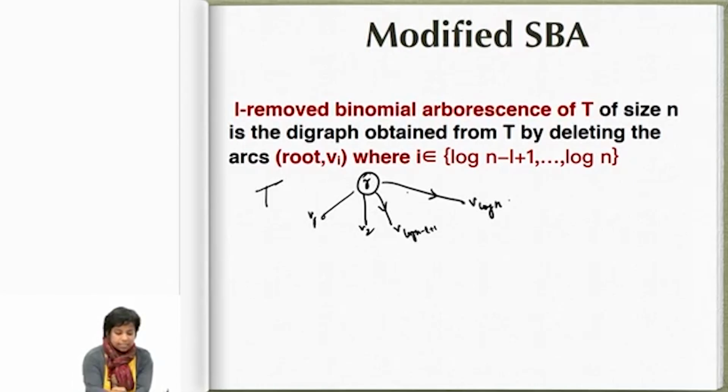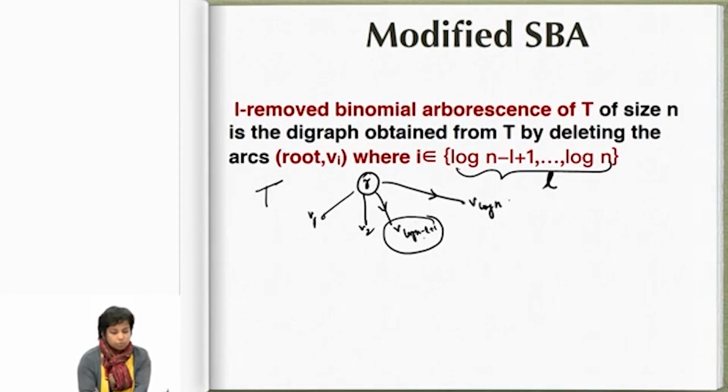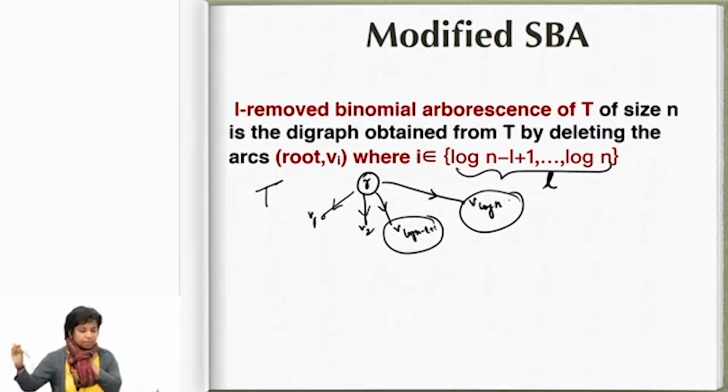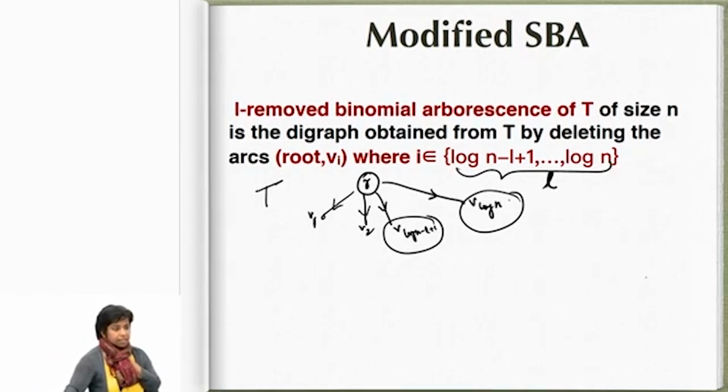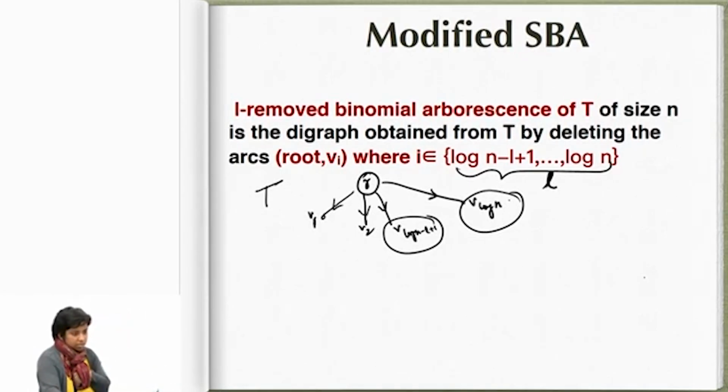you basically delete the last L edges. These are L different arcs, all representing edges going from the root to one of its children. So I am saying delete the last L such arcs. What you would have is a disconnected graph, right? You have the root, still connected to its first log n minus L children, and you have a bunch of other L subtrees, the roots of which are not connected to R. So this is what I will define as an L removed binomial arborescence.